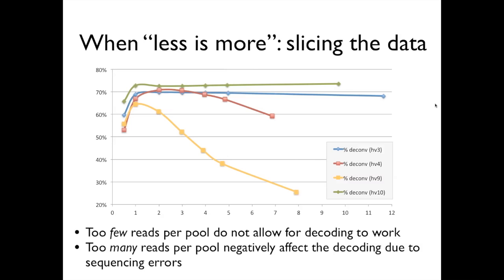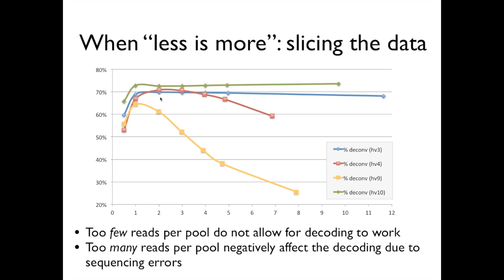Someone in the group suggested maybe we should try to look at a fraction of the data and see how we do on this fraction. And in this plot, we are plotting the percentage of reads in those pools that are actually decoded to a BAC with confidence. As you can see, for different sets, here we are looking at HV3, HV4, HV9, and HV10, the shape of these curves are different, but they all have some sort of a sweet spot, a maximum that is reached between 1 and maybe 2 and 2.5 million reads per pool.